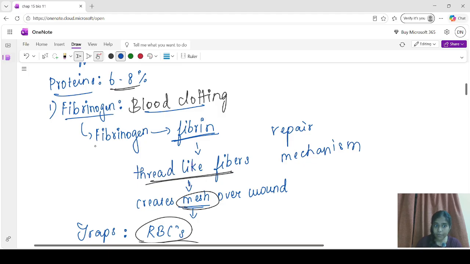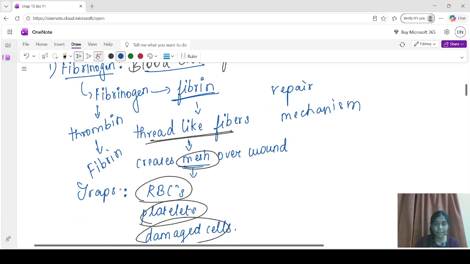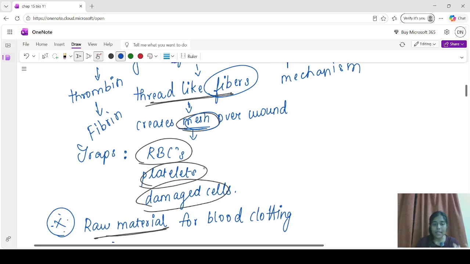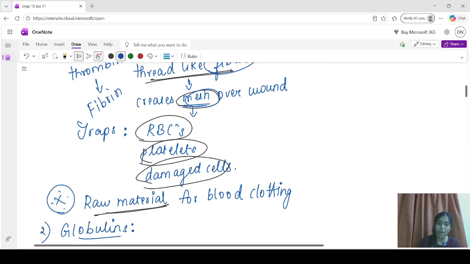From fibrinogen, it is converted by thrombin into fibrin. This fibrin forms thread-like fibers, which create a mesh around the wound. This traps RBCs, platelets, and damaged cells, forming a clot. So fibrinogen acts as the raw material for blood clotting.